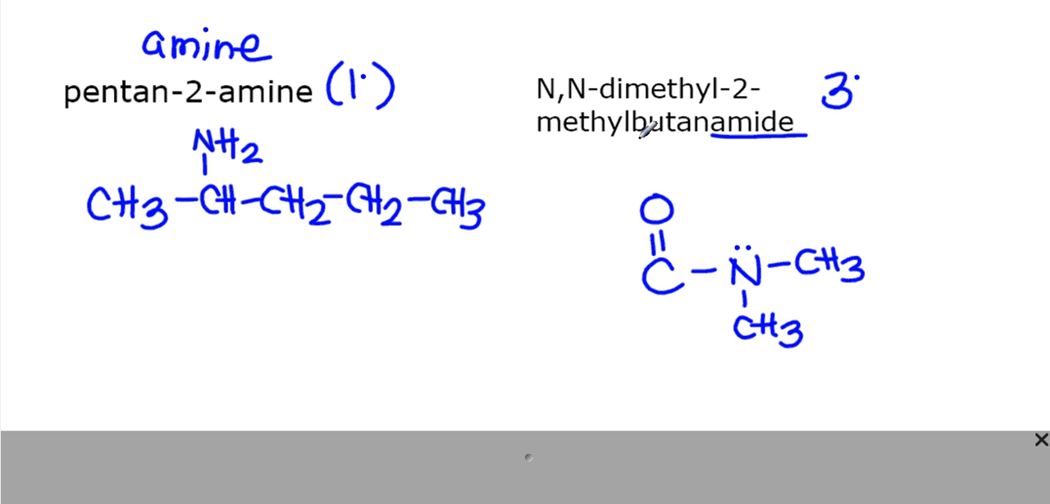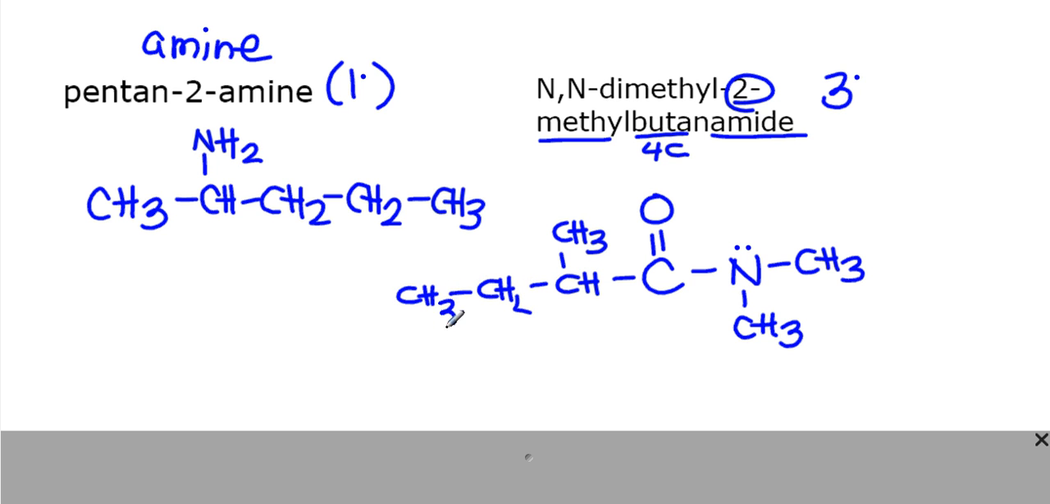Then I go and look at my longest chain. 4 carbons, but I've got a methyl on number 2 of the main chain. This is carbon 1. This is carbon 2. I know I have a methyl group attached to it. Carbon 3 and carbon 4. So 1, 2, 3, 4, like that.